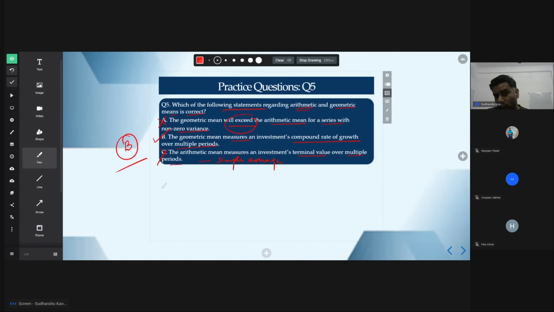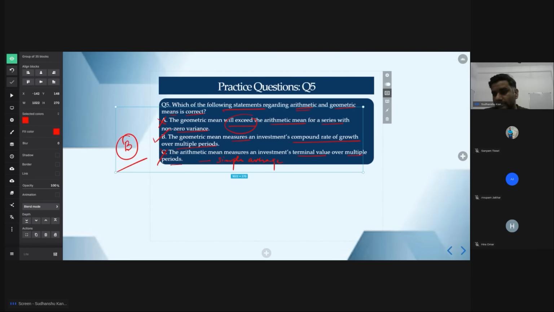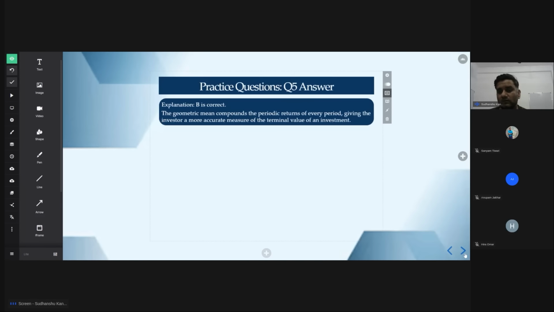The CFA has this good thing that there are three options. FRM and all have four options, right? So it becomes more difficult and challenging with four options to select from. Here at least, getting each option right is a 33% chance, right? It's B. Okay, same thing, more accurate.